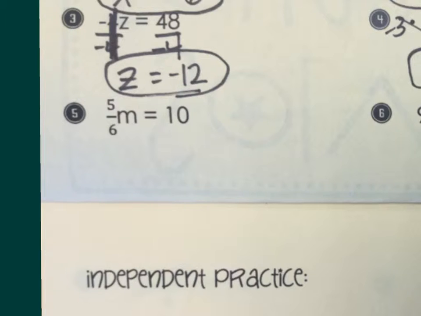So we have number 5: 5/6 times m equals 10. So you recognize this as a multiplication equation. The only thing is you don't have a whole number there. It's a rational number. But that shouldn't matter. You know that to undo the multiplication, you have to divide.